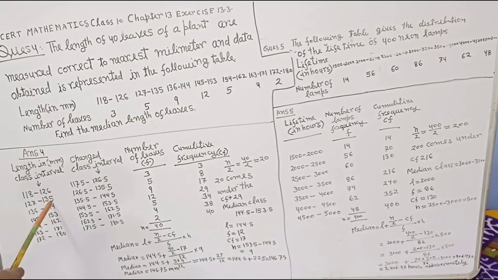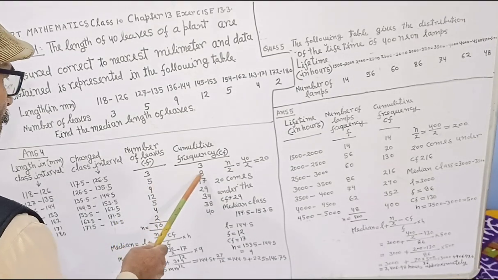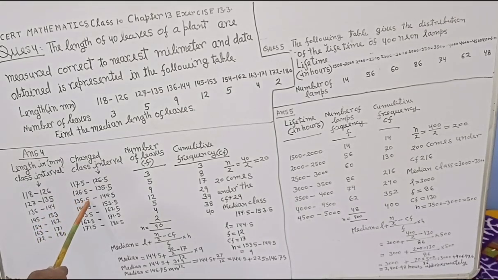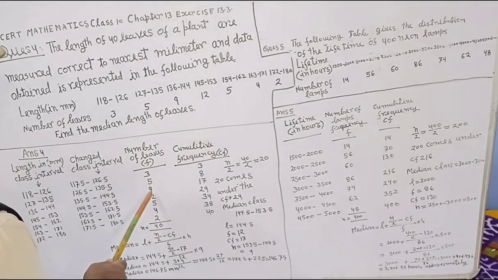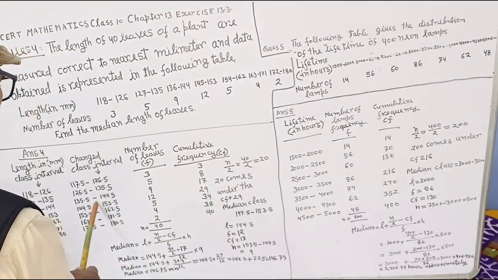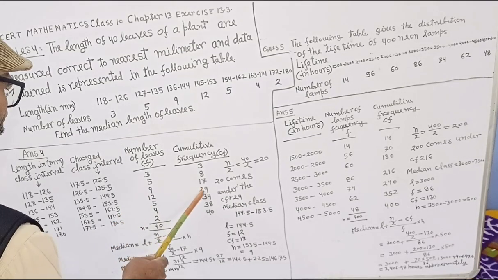127 to 135 is changed to the class interval 126.5 to 135.5. Frequency is 5. Cumulative frequency is 8. 136 to 144, 135.5 to 144.5. Frequency is 9. Cumulative frequency is 17. 145 to 153, 145.5 to 153.5, 12, 29.